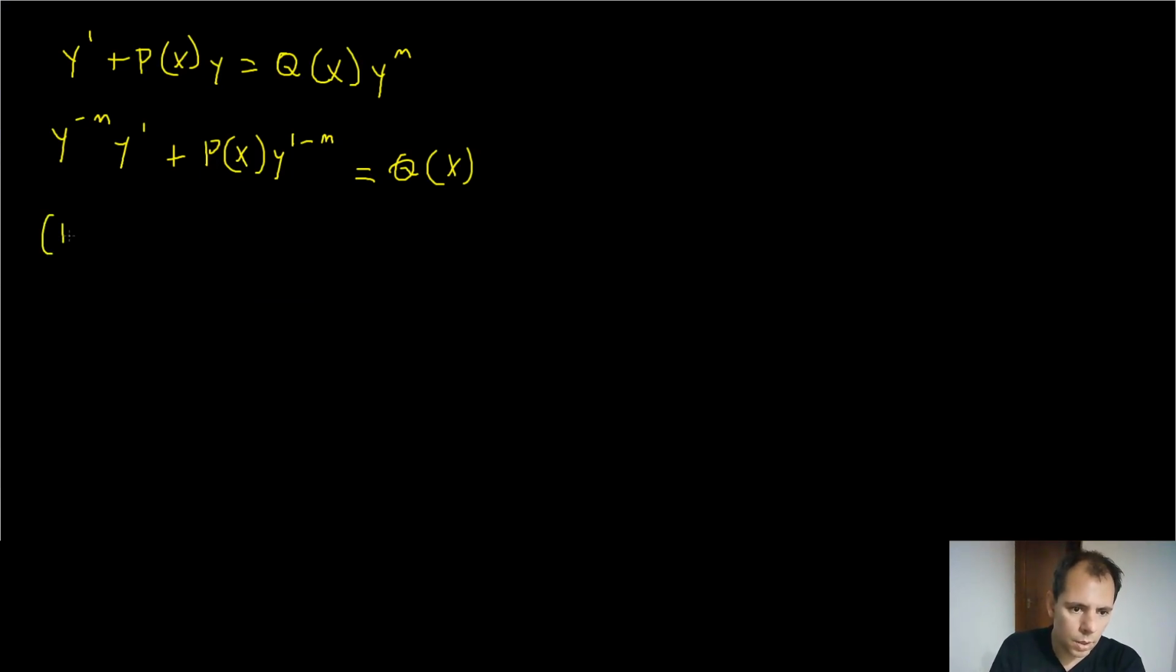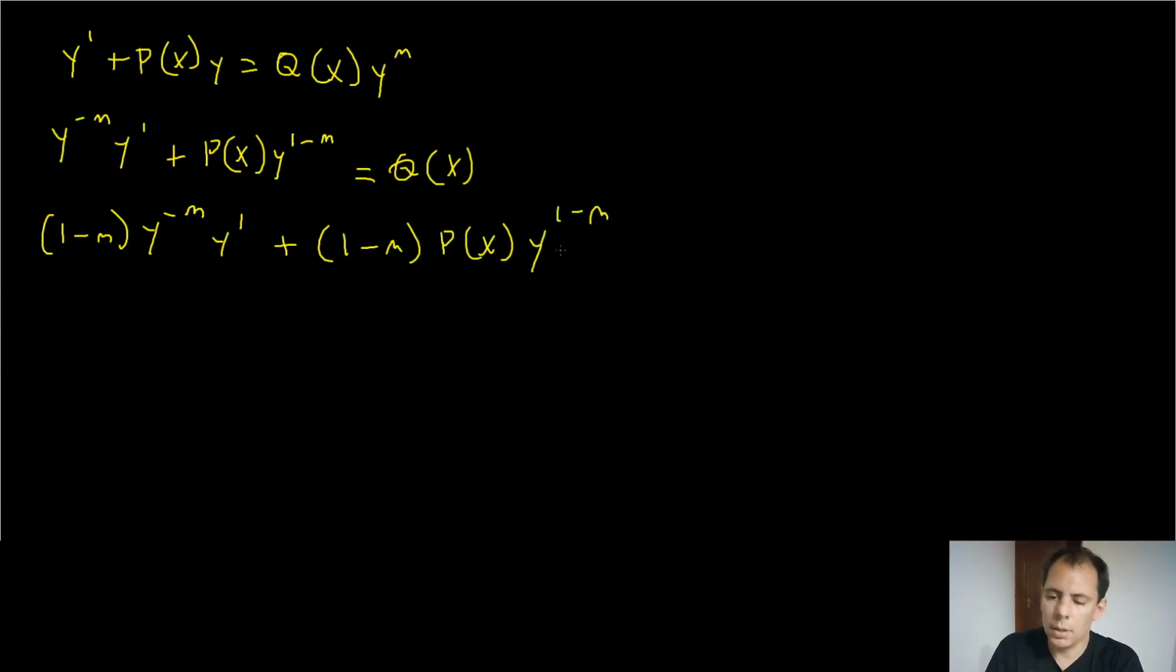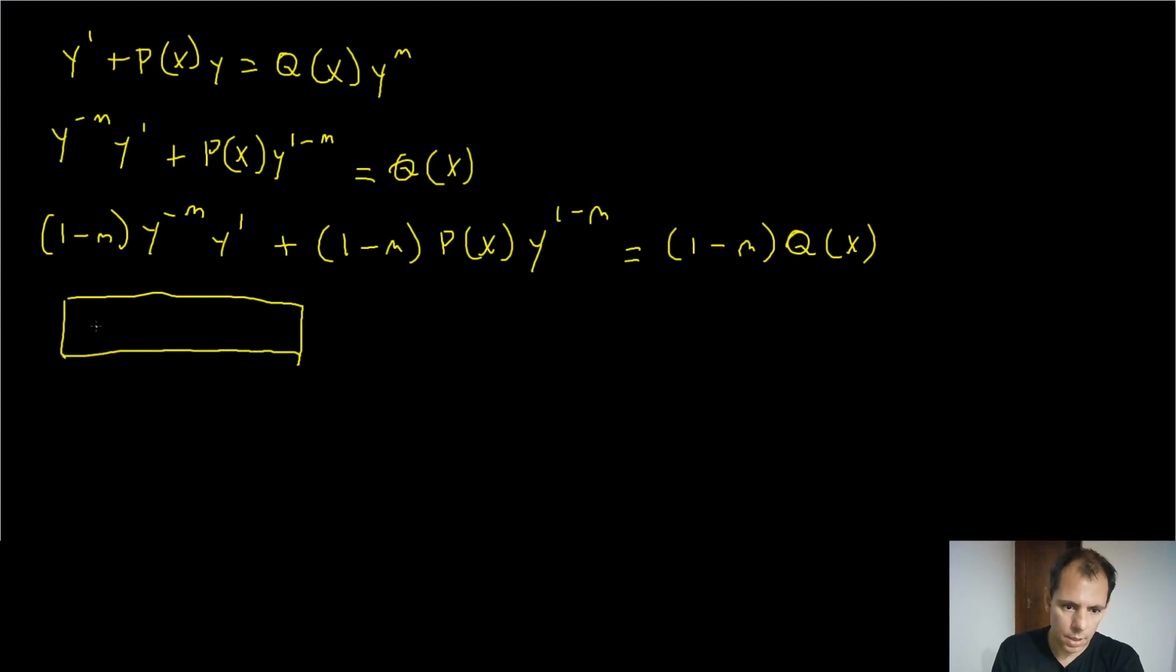So let's do that. 1 minus n times y to the minus n times y prime plus 1 minus n times p of x times y to the 1 minus n equals 1 minus n times q of x. All right, and now there's something else that we're going to do. We're going to say that y to the 1 minus n equals z.